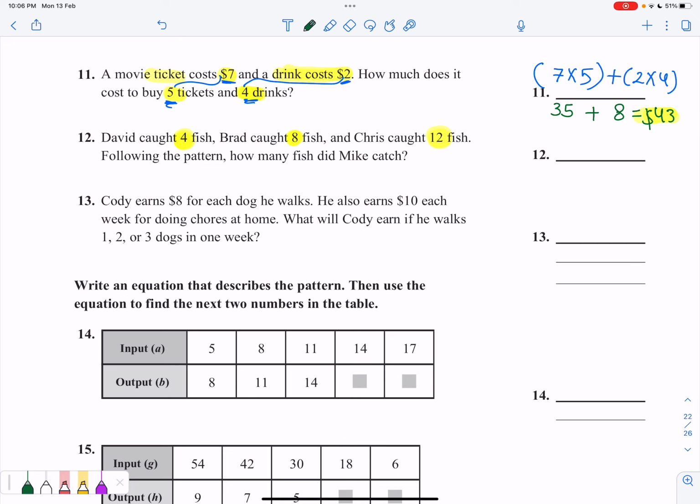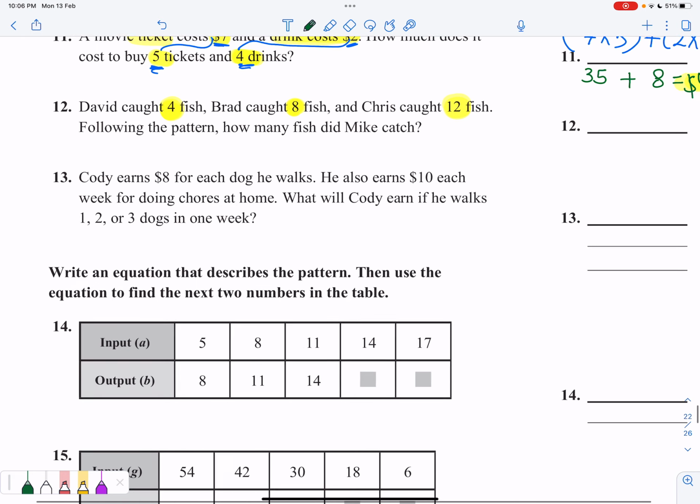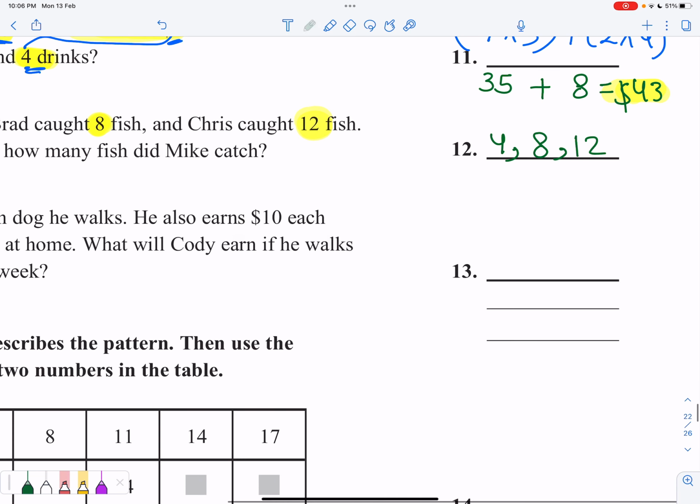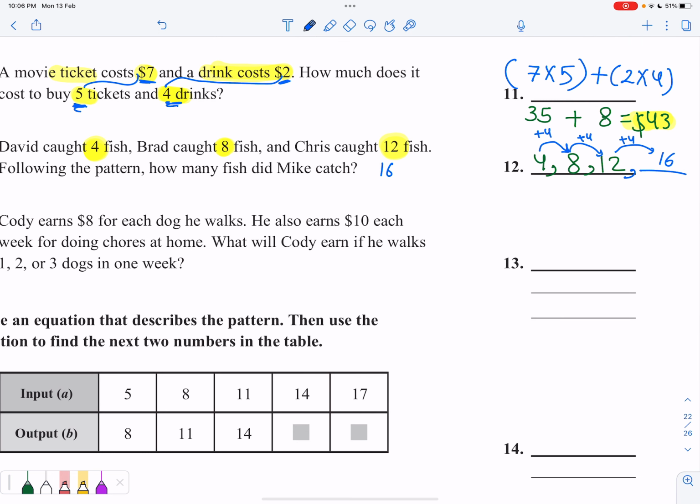So this means that here we have a pattern. Let's try that. The first one was 4. Then we have 8. Then we have 12. So take a look at these numbers. What is happening to them? First you have 4. How did you move from the 4 to 8? You added 4. Because when you add another 4, you can move from the 8 to 12. So to get the next number, you should add 4 to that. So you have 12. Add 4 to the 12, 12 plus 4 equals 16. So Mike will catch 16 fish.